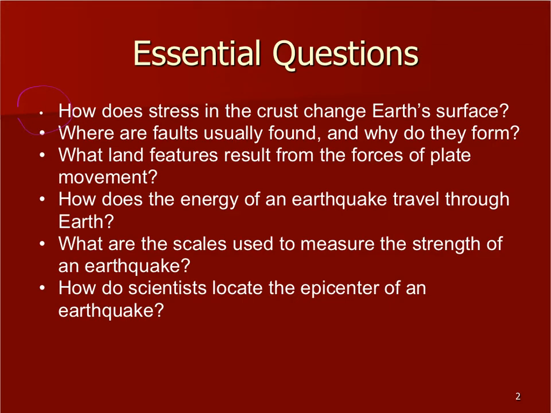How does the energy of an earthquake travel through Earth? What are the scales used to measure the strength of an earthquake? And lastly, how do scientists locate the epicenter of an earthquake?